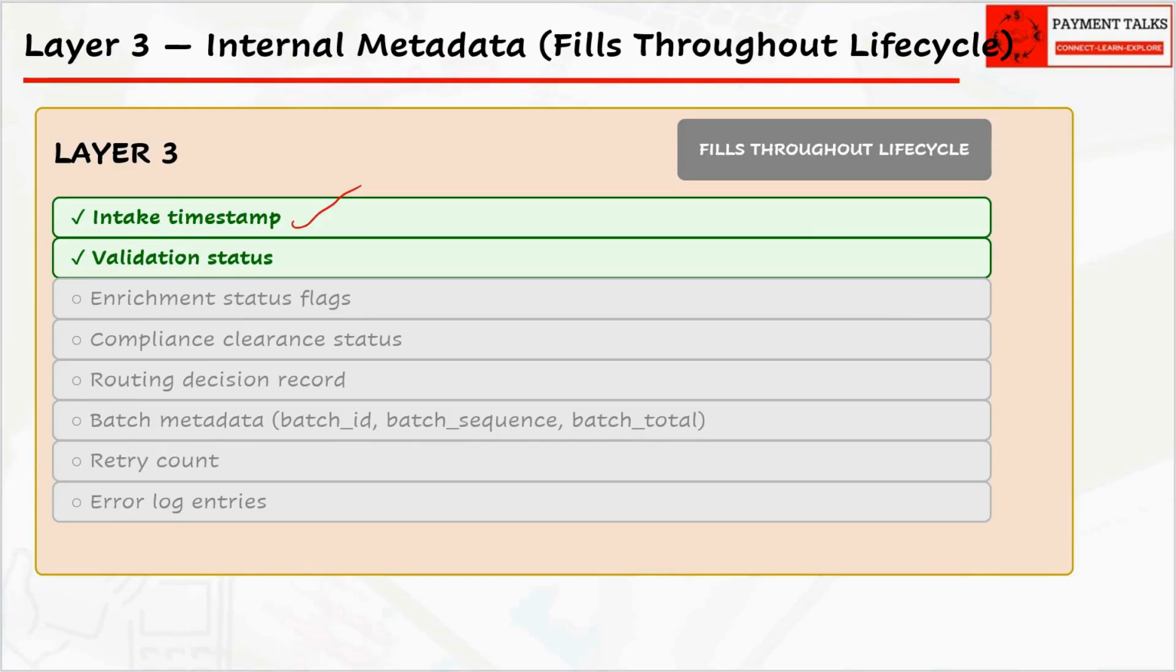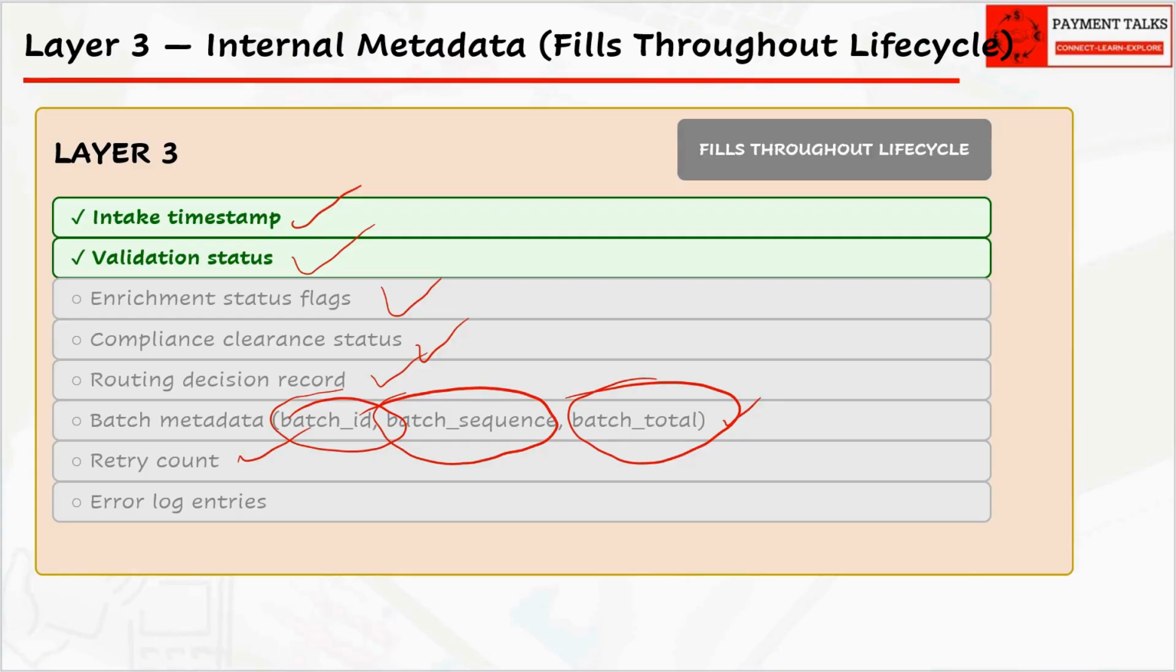Validation status, passed or failed at phase 1. Enrichment status flags, which enrichment steps have completed. Compliance clearance status, cleared, pending or flagged. Routing decision record, correspondent selected, settlement method chosen. Batch metadata, batch ID, position in batch, total count. Retry count, how many times this payment has been reprocessed. Error log, every failure event with timestamp.